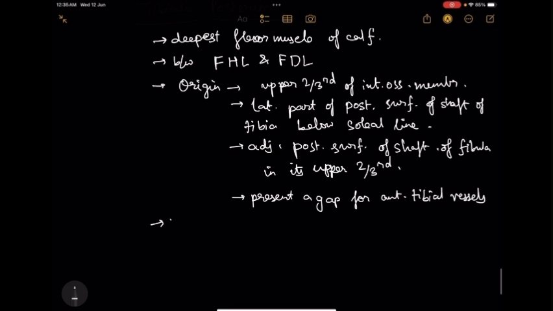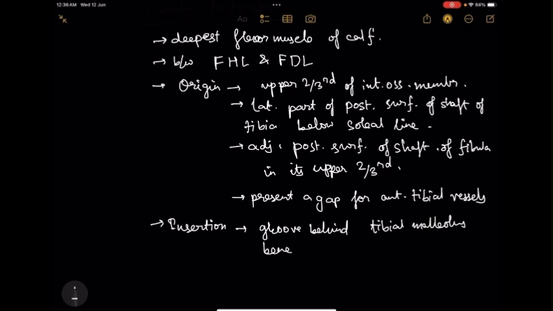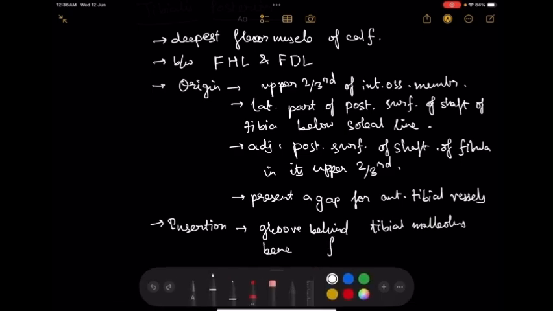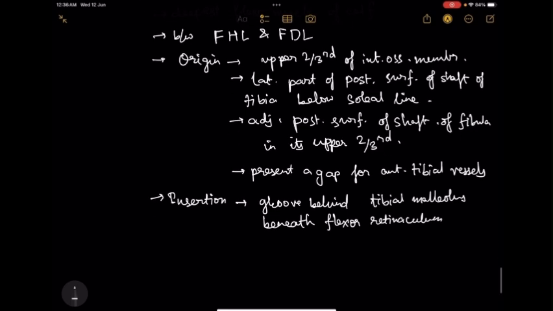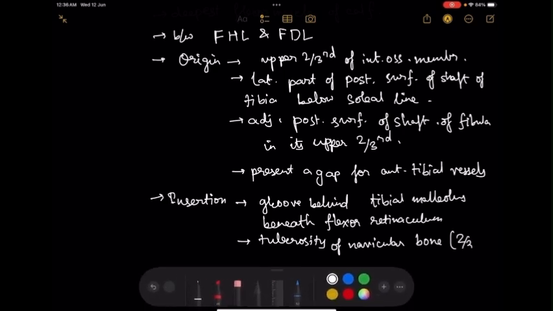Yeah, wonderful. Now the insertion. It goes to a groove behind the tibial malleolus, beneath the flexor retinaculum, into the tuberosity of navicular bone. It actually has many fibers which are inserted as such. So 2/3 of the fibers are inserted into the tuberosity of the navicular bone.